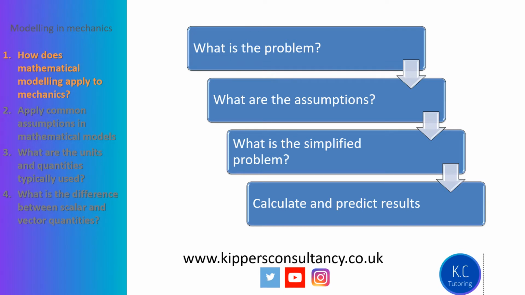How does mathematical modelling apply to mechanics? Firstly, you need to understand what the problem is. Then you look at what assumptions can be applied. In order to make an assumption, you generally have to make some simplification. Once you've done that, you can then look at the entire simplified problem and then calculate and predict results. Simply put, modelling is making a simplified representation of a problem and using it to calculate and predict answers.